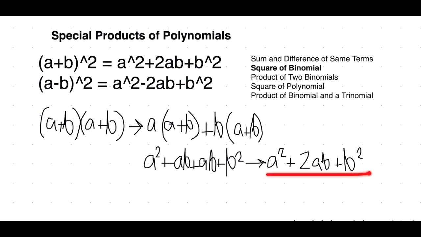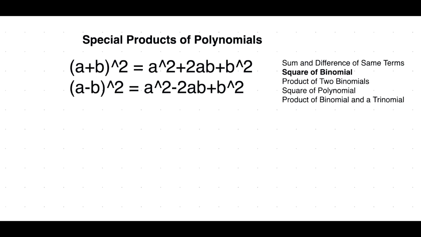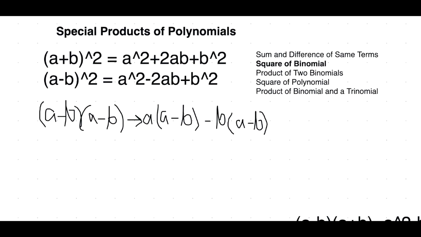Okay, so let's explain it for a minus b squared. Once again, a minus b squared is just multiplying the bracket by itself, so it's going to be a minus b times a minus b. We're going to multiply this a by the entire bracket of a minus b, and this b by the entire bracket of a minus b. So continuing with that, let's multiply the brackets. Remember, this is for a minus b squared.